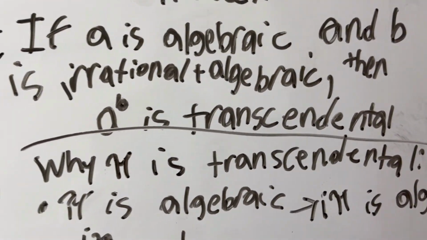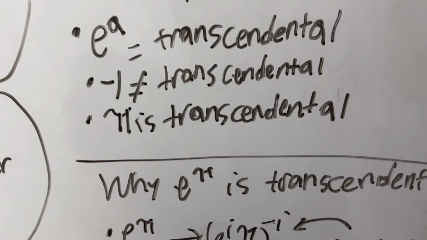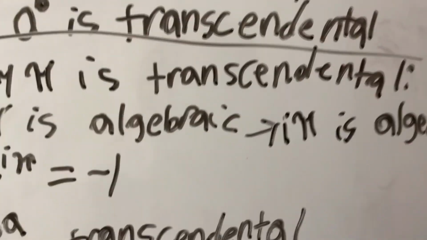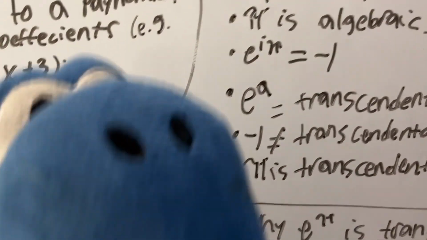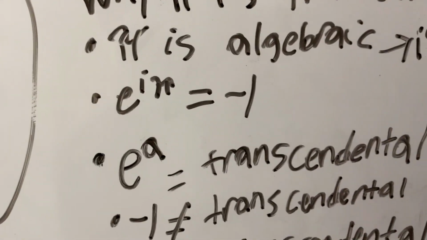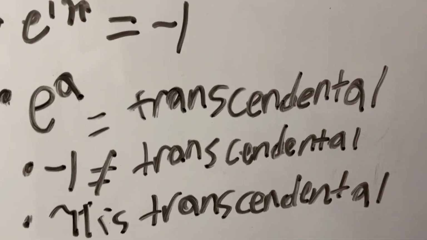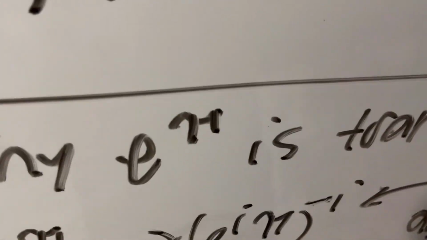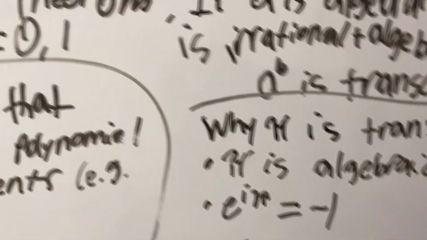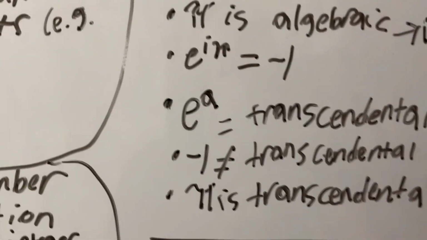So first we're going to prove why pi is transcendental. So, pi is algebraic, which means i pi is algebraic. Oh yeah, well, we have to assume that pi is algebraic first. So e to the power of i pi we know is -1. e to the power of A is transcendental. Alright, sorry, someone came upstairs, so let's continue. So, e to the power of i pi must be transcendental as this abides with the Lindemann-Weierstrass theorem.